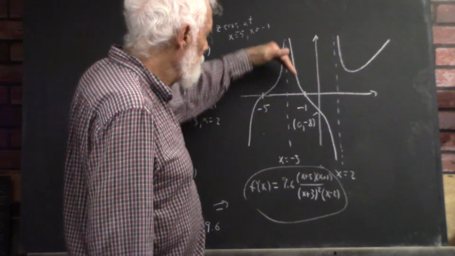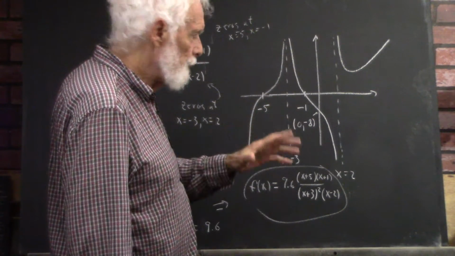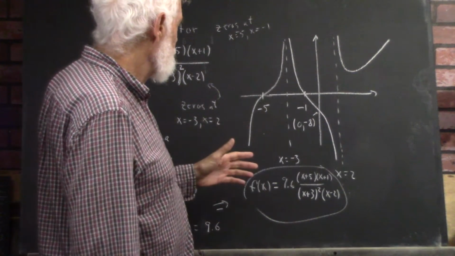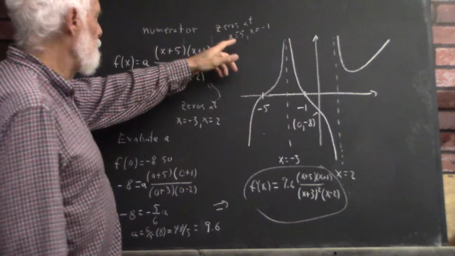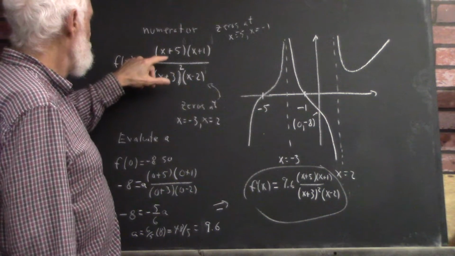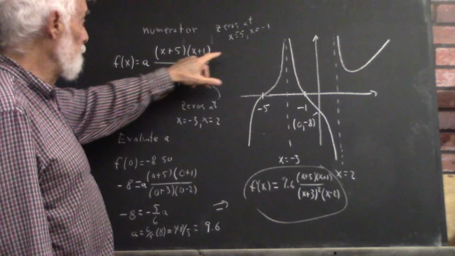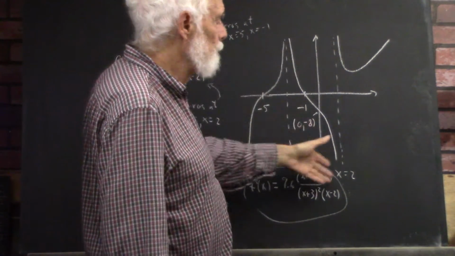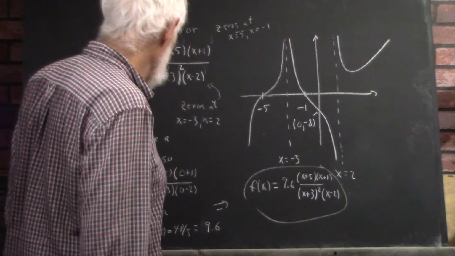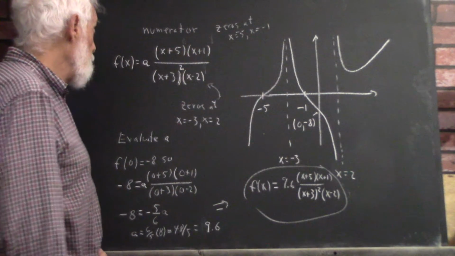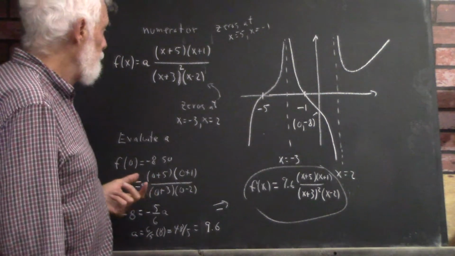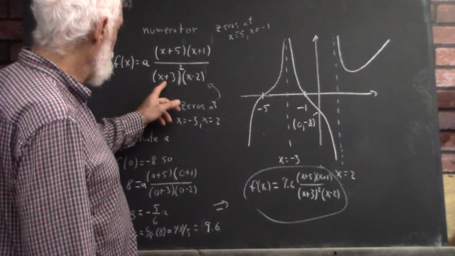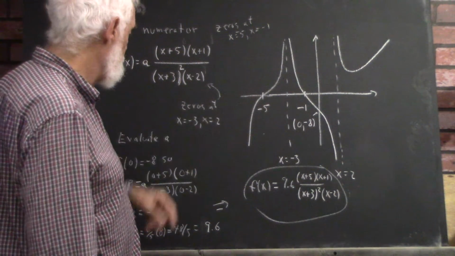Both of these zeros appear to be, not necessarily, but plausibly linear, so that the numerator is going to contain x plus 5 and x plus 1, so you get zeros at -5 and -1. Vertical asymptotes occur when the denominator is 0. Okay, the denominator is 0 at x equals -3 and x equals 2. So the denominator is going to contain factors of x plus 3 and x minus 2.